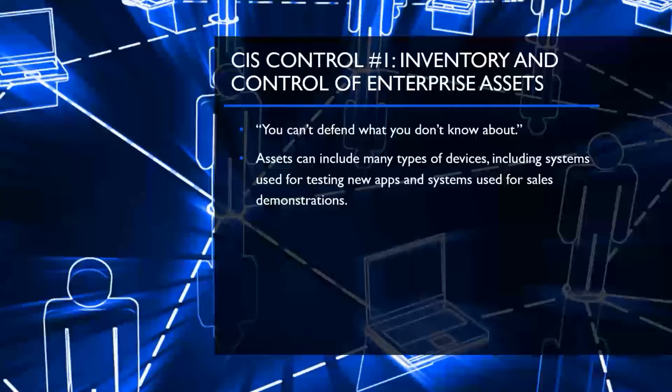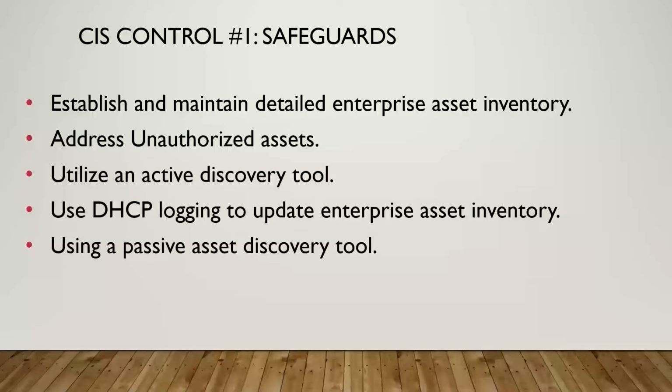So a key takeaway here when you think about control number 1 is you really just cannot defend what you don't know that you have. There's no way, if you don't know you have a door on your house or a window on your house, there's no way to put protection on that because you don't know it exists. Some of the safeguards when we're talking about this first control here is you want to make sure that you establish and maintain the detailed enterprise asset inventory.